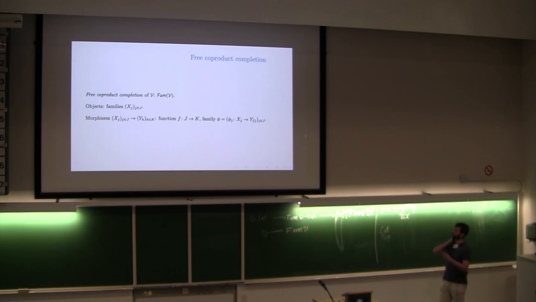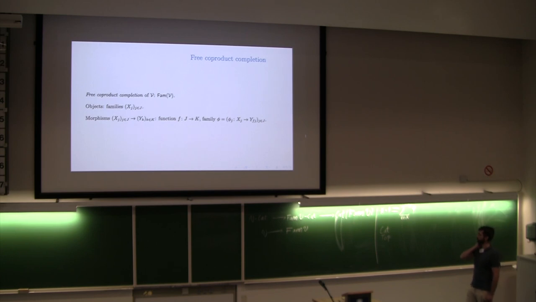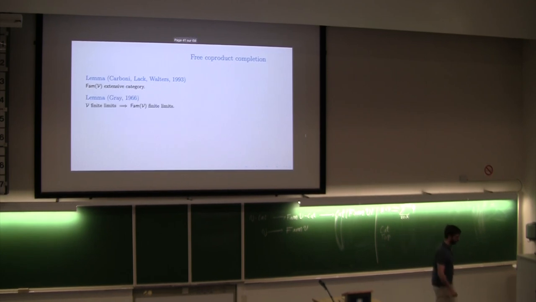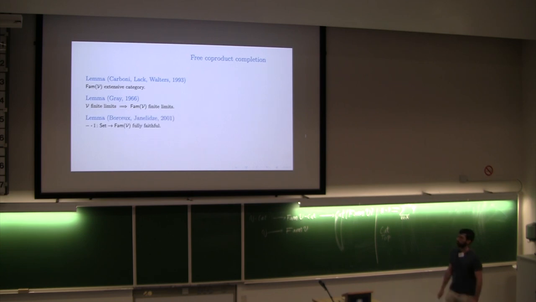the indexing sets and a family of morphisms in V respecting that indexing. Okay, so in the paper of Carboni, Lack and Walters, they show that Fam V is always an extensive category. Then recall that the coproduct completion is a fibration over Set. So we can use the result of Street to prove that when V has finite limits, then its coproduct completion also has finite limits. And both Sun and John Leeds have shown that when V has a terminal object, the copower with the terminal will be fully faithful.